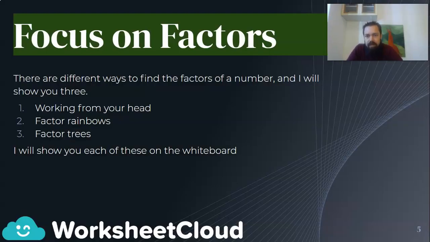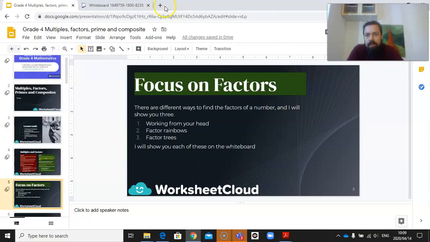Focus on factors. This is now where we're going to look at ways to find out what the factors of a number are. I'm going to show you 3 different ways. First of all, working from your head, then factor rainbows, and finally the one that I think is the most simple, or the one that I've found works best for me. And remember, you must always find the way that works best for you. Factor trees is the one that works best for me. So let's go to the whiteboard and I'll show you how to do each of these.